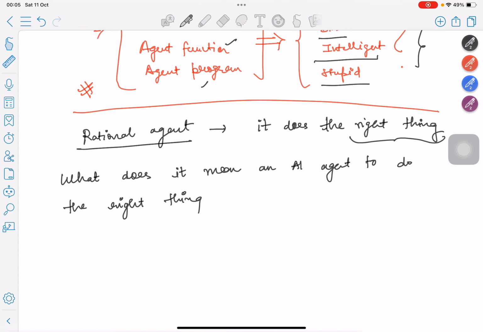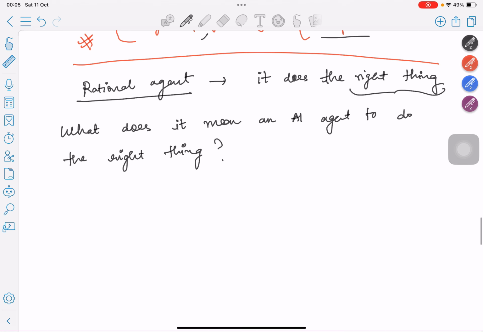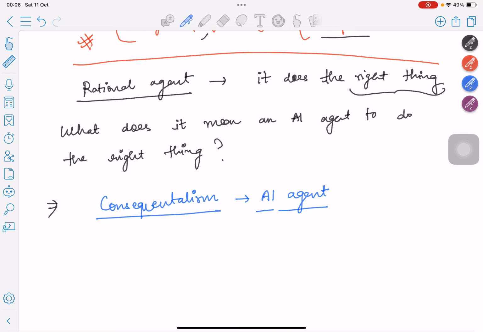The solution to this is what we coin as consequentialism. So what does consequentialism mean? It means that we evaluate an agent's behavior. Given an agent, it might be a rational AI agent, we evaluate the agent's behavior by its consequences.